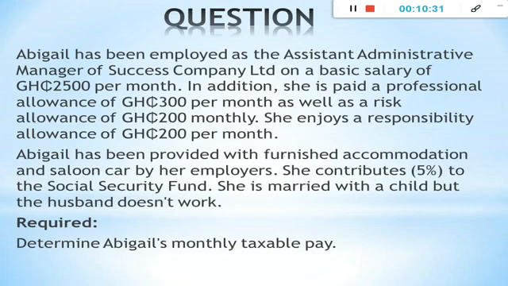Abigail is married with a child, but the husband does not work, which implies that Abigail will be entitled to the marriage or responsibility relief of 1,200.